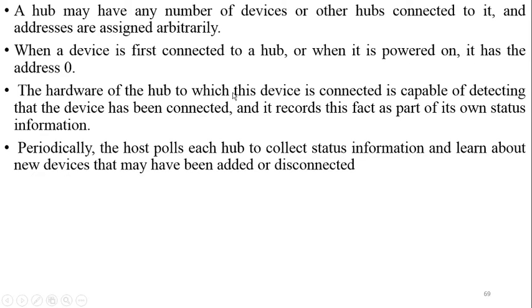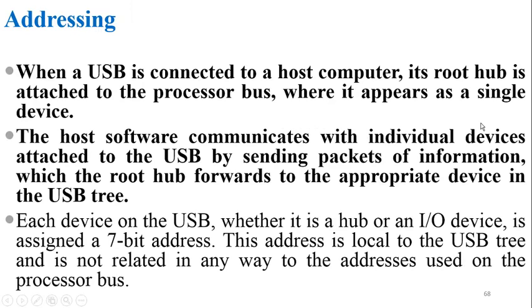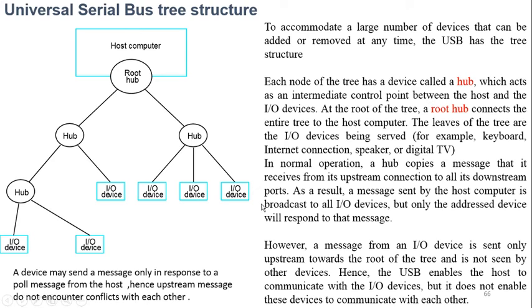Okay, next. The hardware of the hub to which the device is connected is capable of detecting that the device has been connected, and it records this fact as part of its own status information. That means whenever a new device is connected to the hub, the hardware of this hub is able to identify this status, that a new device is connected with it. So the hub's current status information is updated with the information of the new device.